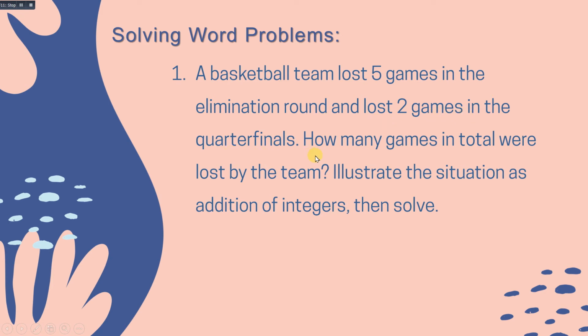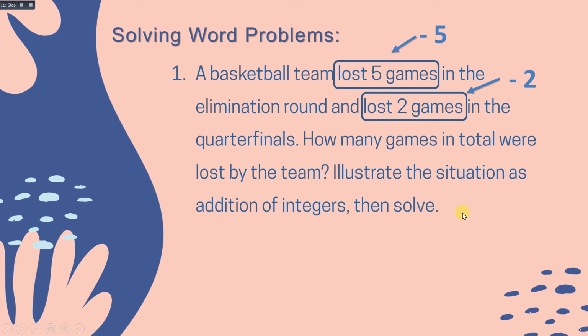So in this case, we need to identify the given, which is lost 5 games. So I will set this as my negative 5 value, since loss is an indication of negative. Again, my next given is lost 2 games. So loss means a negative. That is why this will be my negative 2 value. And to add that, I have the final solution, negative 5 plus negative 2.